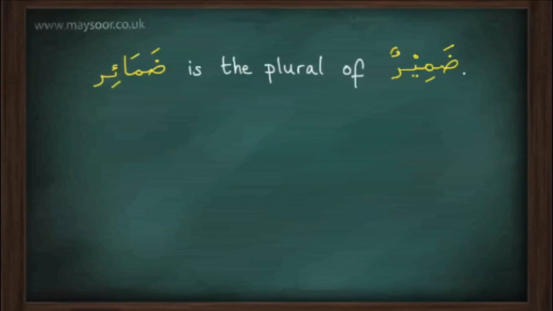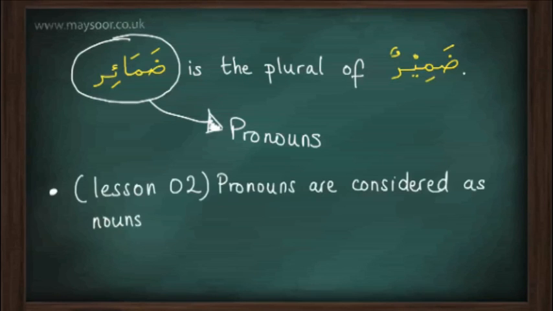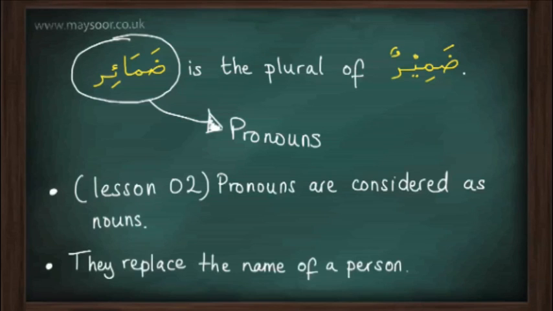Doma'ir is the plural of domir. It means pronouns. We mentioned in lesson 2 that Arab grammarians consider pronouns as nouns. We also mentioned that they replace the name of a person that has already been mentioned.